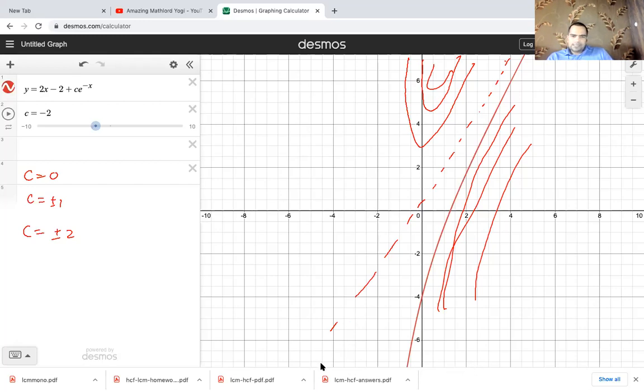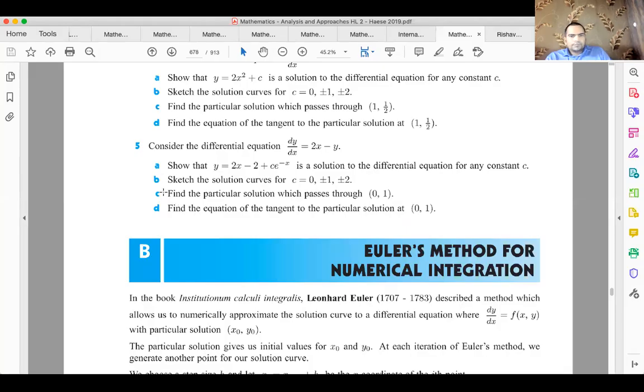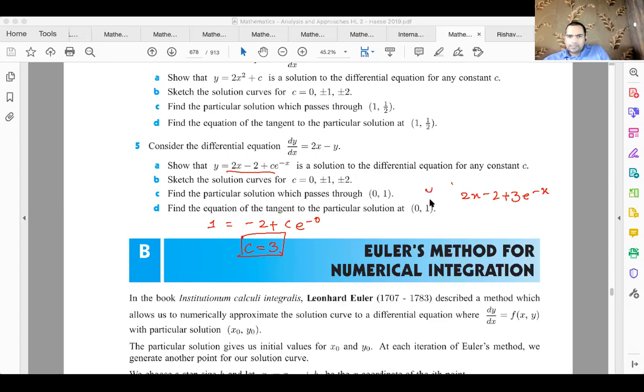So let's take the next example, which is more about finding the particular solution. Let's say you have to find the particular solution which passes through (0, 1). It means you just plug in x as 0 and y as 1. So it'll be 1 equals negative 2 plus c times e to the power 0. So c equals 3. The particular solution will be y equals 2x minus 2 plus 3 e to the power negative x. So that's your particular solution for this differential equation.